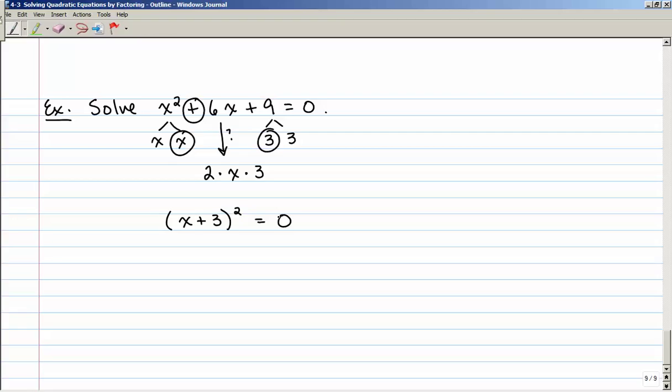Now remember what that means: that means x plus 3 times x plus 3. We have the same thing twice, so we don't really need to write it out twice. We just need to write x plus 3 equals 0. So x is equal to negative 3. So this is a case where you have only one solution. And remember from the last lesson, if I were to graph the related function, f of x equals x squared plus 6x plus 9, that graph would touch the x-axis in only one point, where x equals negative 3.